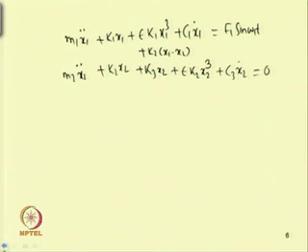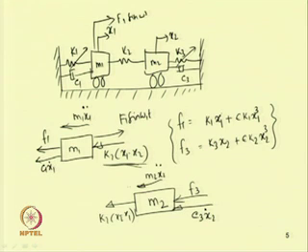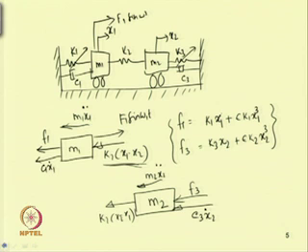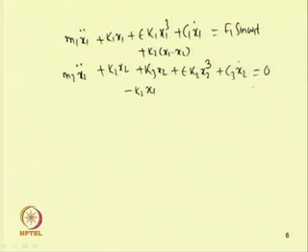So, let us see what we have written. m2 x2 double dot, this is the force acting this way, plus k2 into x2 minus x1, that is minus k2 x1. So, this way we have written the equation of motion. So, this equation of motion can be written in matrix form also.